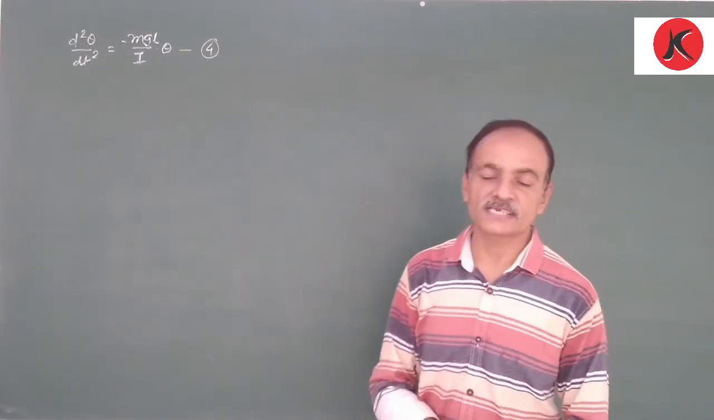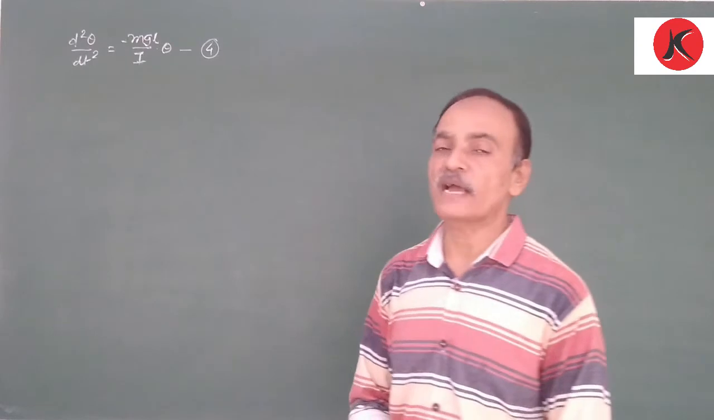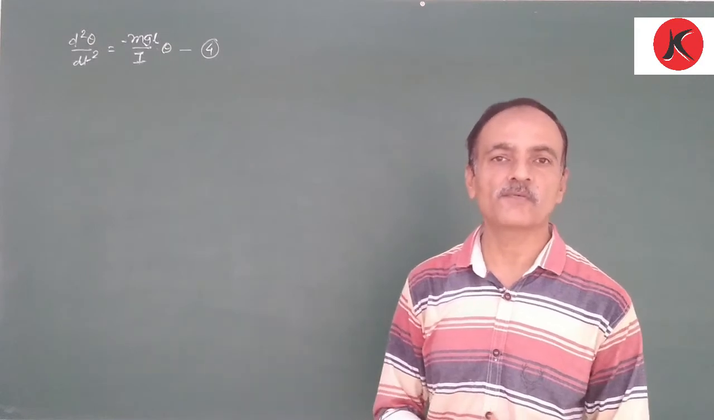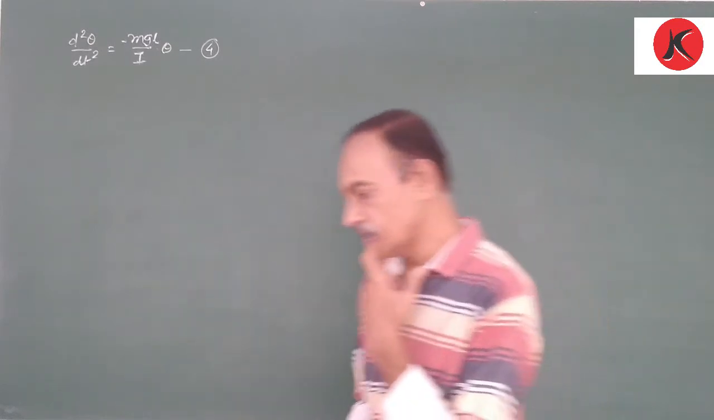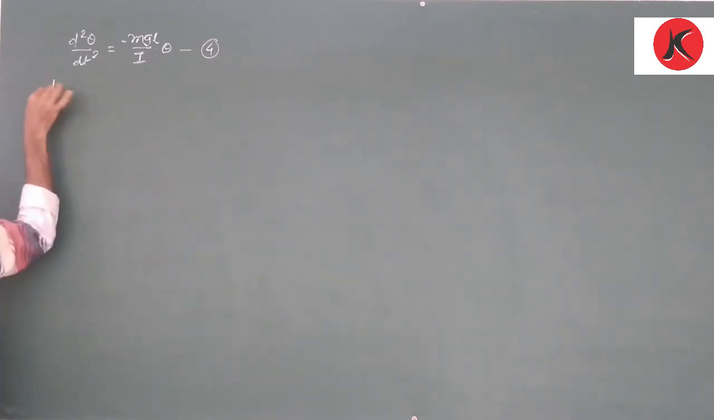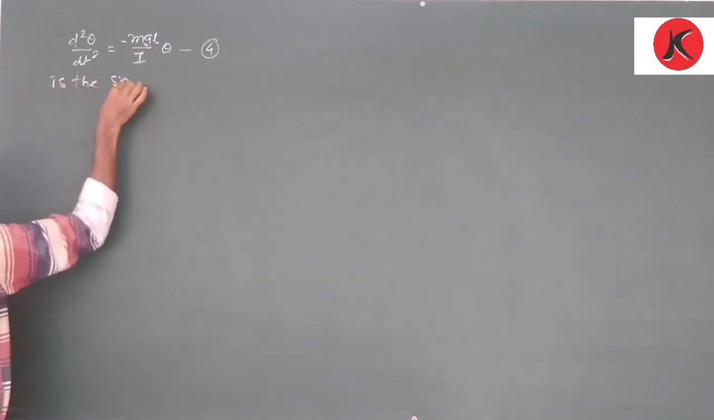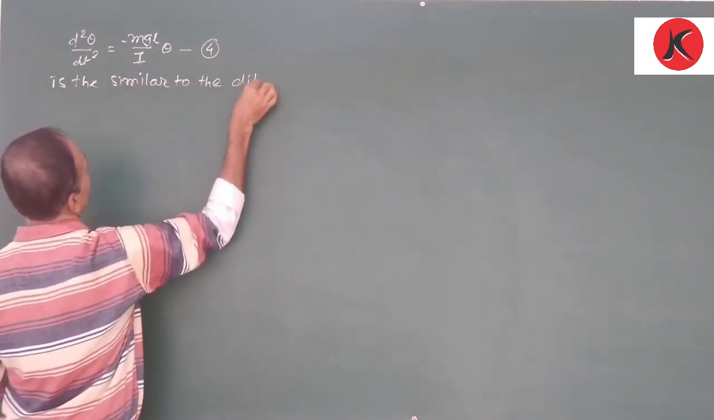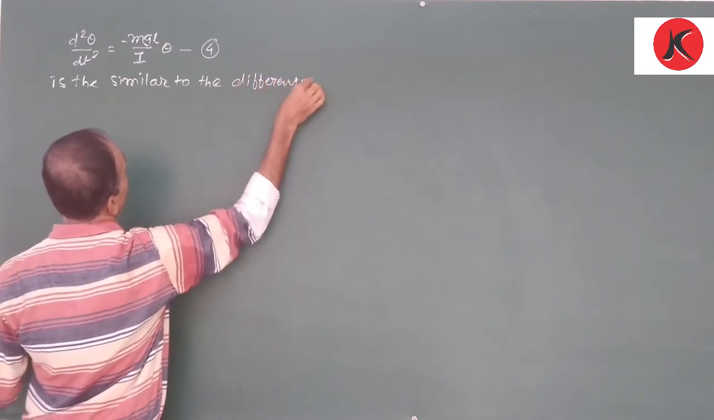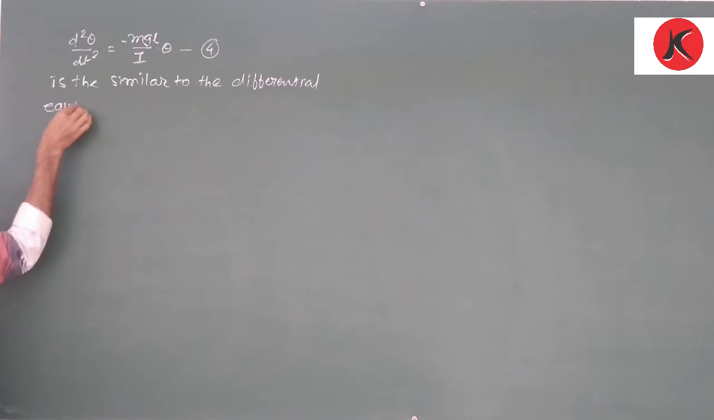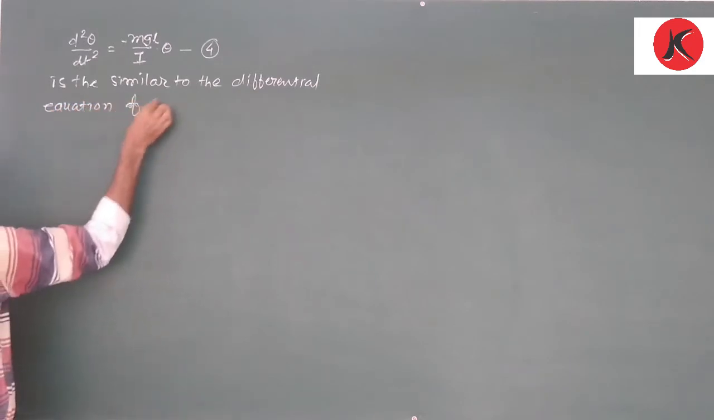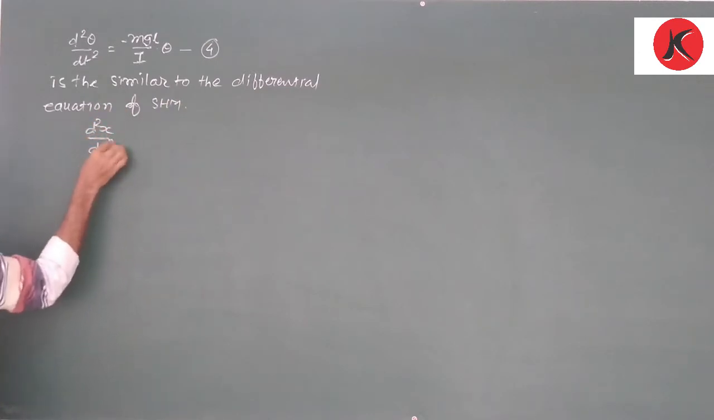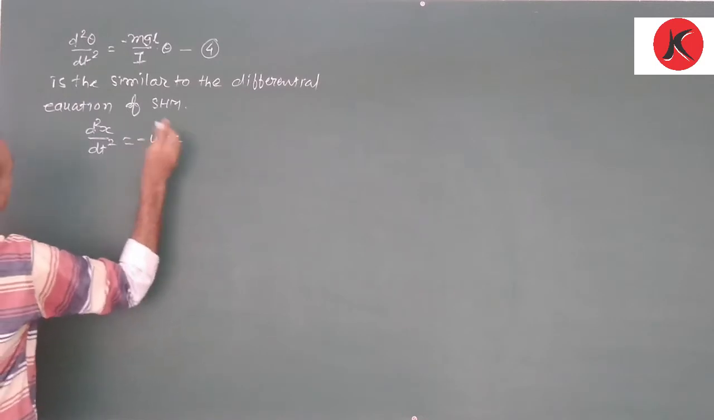Last time we obtained this equation: d²θ/dt² = −(mgl/I)θ. It is similar to the differential equation of simple harmonic motion, that is, d²x/dt² = −ω²x.